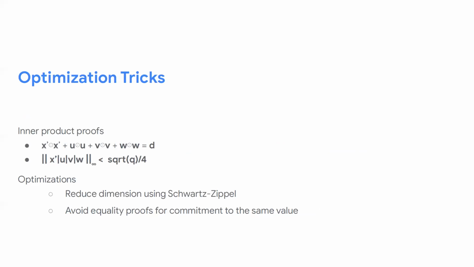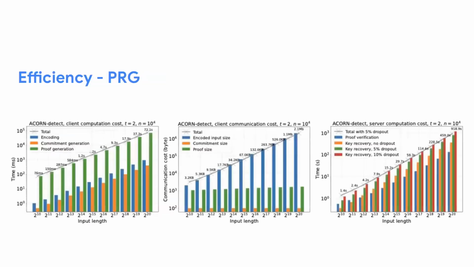We also had some other optimization tricks. A lot of these tricks, again, we borrowed from Shai's bag of tricks from that paper that I mentioned already twice. Essentially what happens is that you have a bunch of inner product proofs, so you can use short ZIPL to reduce the dimension even more. And then there is a way to avoid having to commit twice to these values X prime or U or V or W, because if you commit twice to them, you have to prove consistency, et cetera. So there are ways to optimize and reduce the concrete length of the proofs.